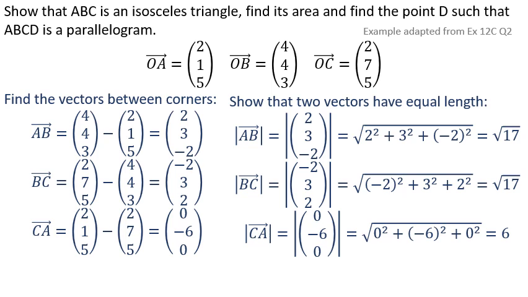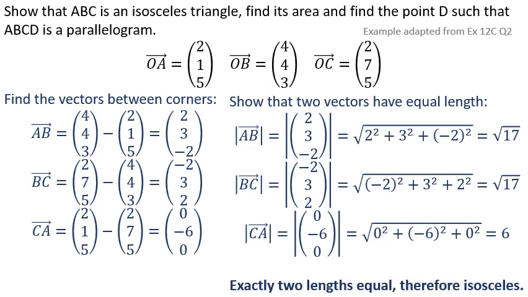That makes it the longest of the 3, because root 17 is just a bit bigger than 4. But because we have 2 sides that are equal, and the third side which is different, we know we're dealing with an isosceles triangle.